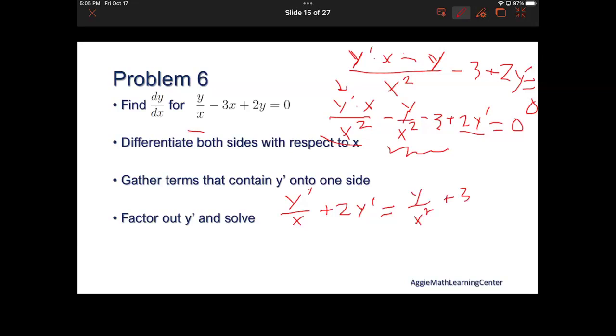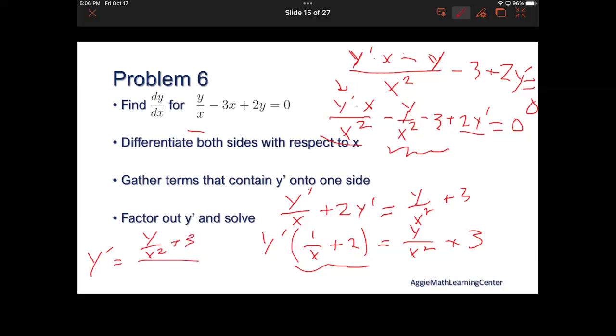We can then factor out a y prime on the left side. It's going to be y prime multiplied by 1 over x plus 2 is equal to y over x squared plus 3. And then lastly, we can divide this chunk over to get y prime singled out. So that's going to end up with y prime is equal to y over x squared plus 3 over 1 over x plus 2. I would suggest not simplifying.